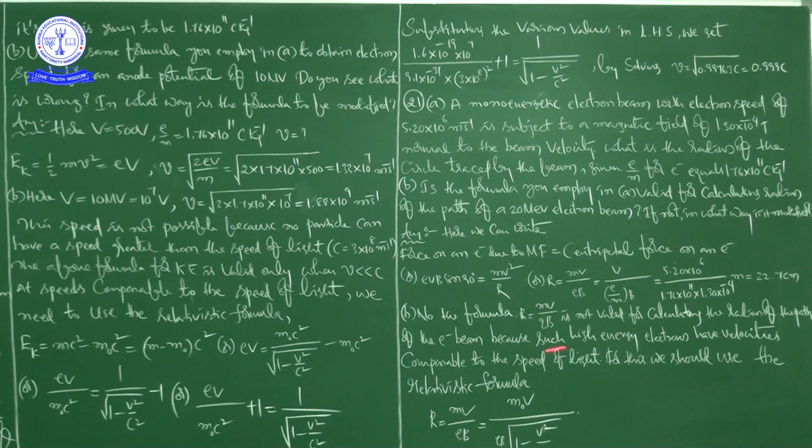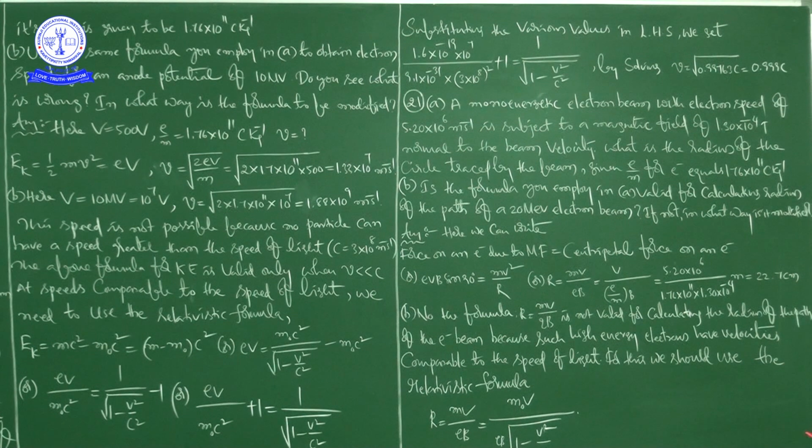Now we are substituting the values they have given: one is the speed of the electron, another is the magnetic field value, another is e by m, and the theta value we already substituted. So finally we are getting 22.7 meters as the radius of the circle traced by the beam, okay, right?